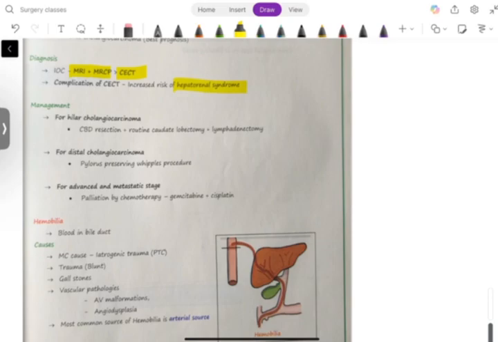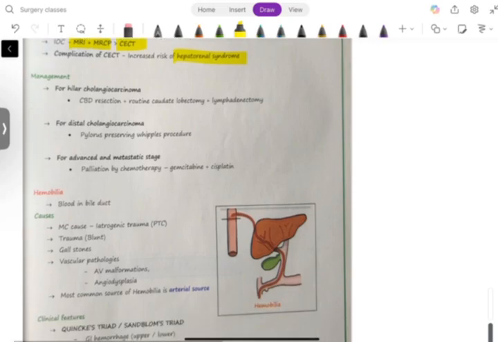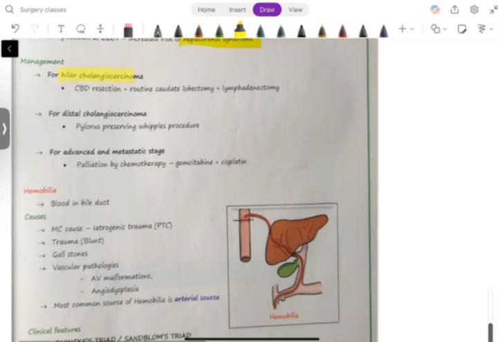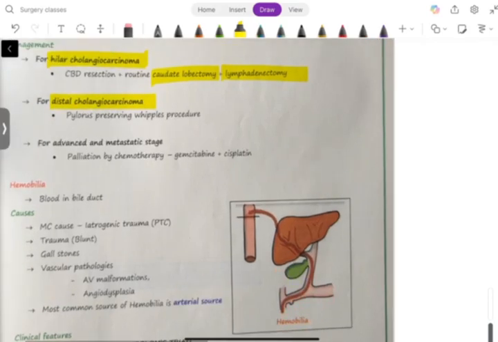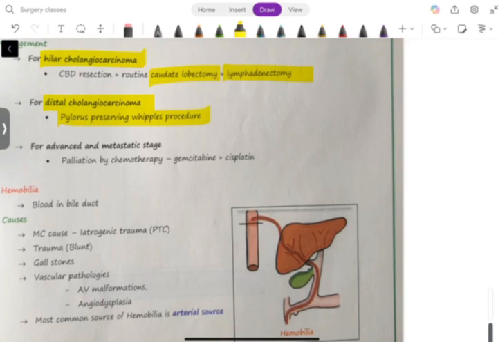Okay, so how do we manage this cholangiocarcinoma? If there is hilar cholangiocarcinoma, we'll go for common bile duct resection and routine caudate lobectomy and lymphadenectomy. If it is distal cholangiocarcinoma, then we'll go for pylorus preserving Whipple's procedure. For advanced and metastatic disease, we'll go for palliation, that is chemotherapy. As long as they live, we just take care of them.